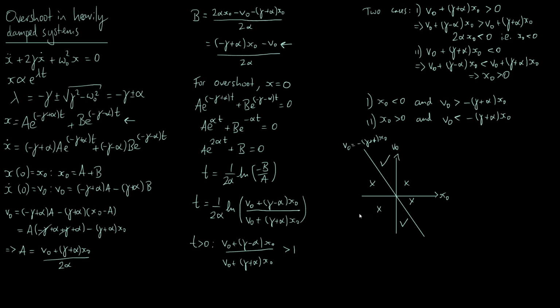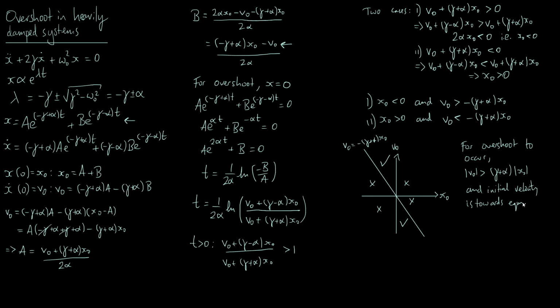Looking at this graph, we can summarize all of this in a slightly neater way. For overshoot to occur, what needs to happen? You need the modulus of v0 to be bigger than gamma plus alpha times the modulus of x0, and the initial velocity has to be towards the equilibrium position. So towards the equilibrium position, because v naught and x naught always have to have the opposite sign.